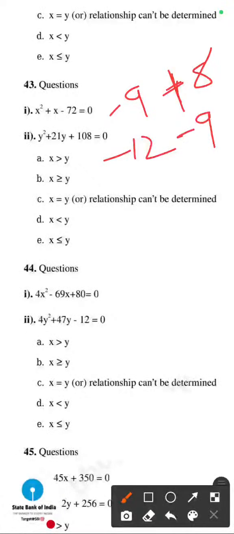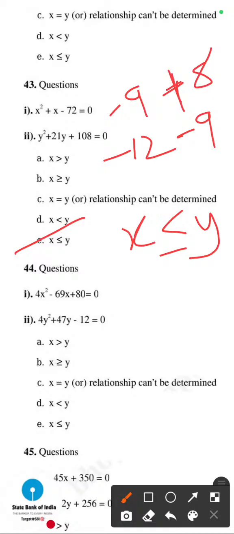Now by comparing these two, it is clear that x is lesser than or equals to y. So this is the answer. So option D is our answer. Next, 44. We see 4 times 80, which will be 320.